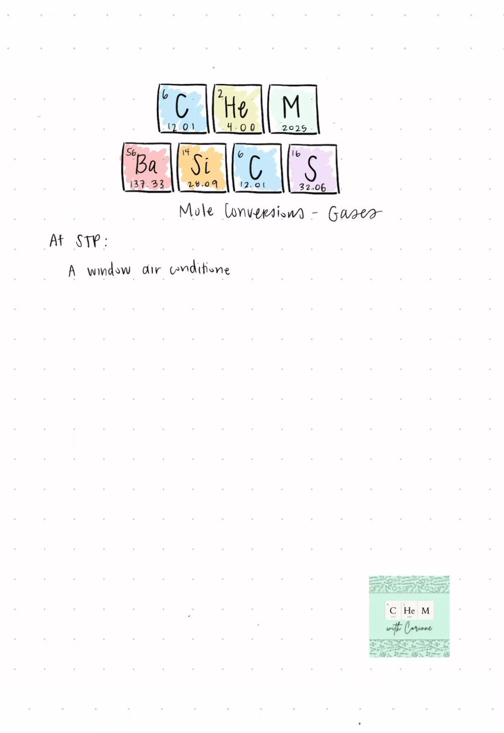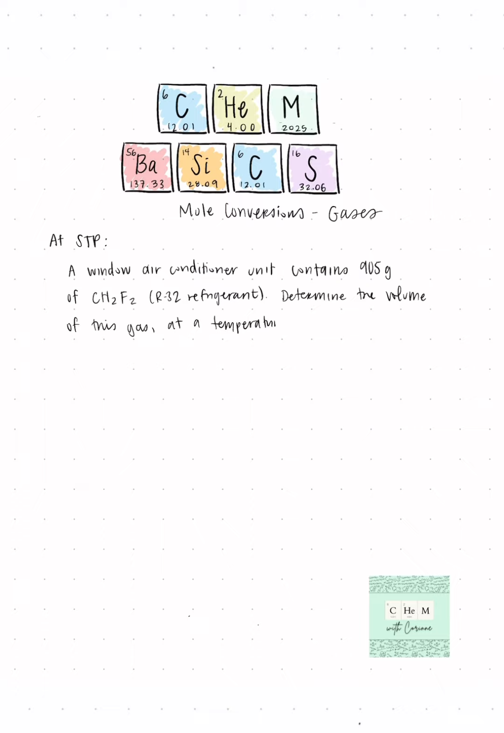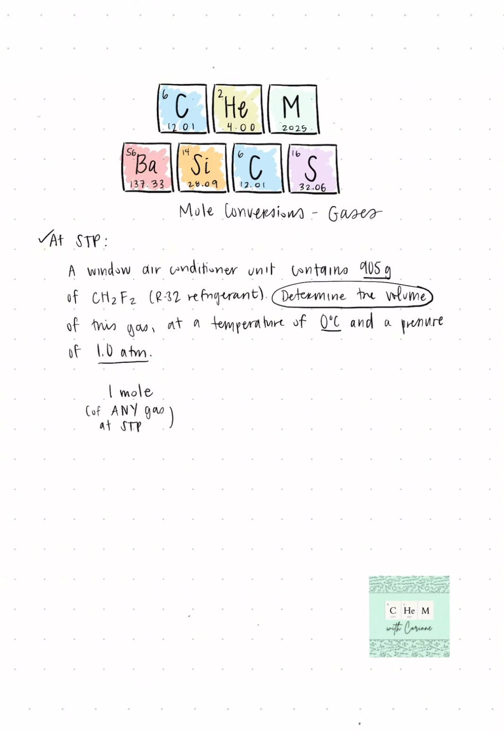So at STP, our standard temperature and pressure conditions, we're looking at a temperature of 0 degrees Celsius, 273 Kelvin, and a pressure of 1 atmosphere. When this is the case, we know that 1 mole of any gas occupies a volume of 22.4 liters. This is true at these conditions. It doesn't matter whether we're looking at helium or a really dense gas like xenon. Any mole at standard temperature and pressure is going to have that volume, 22.4 liters.